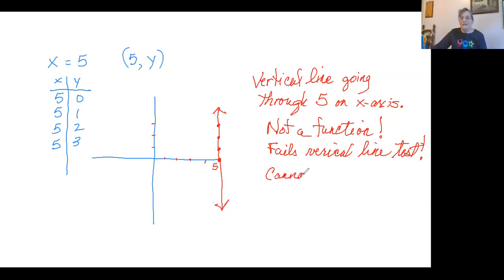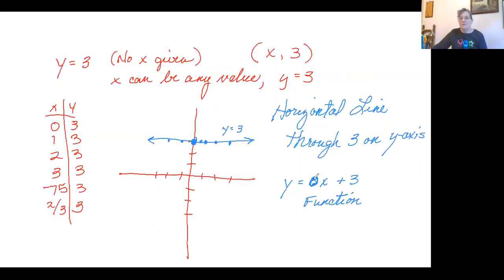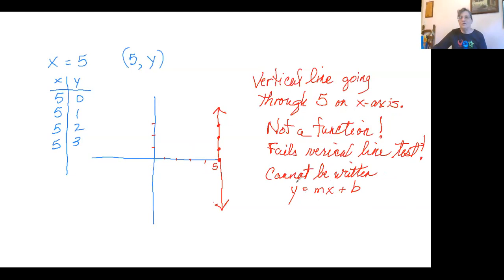And notice that this cannot be written in the form y equals mx plus b, because you can't put anything in for the y value. On the previous one, you could put 0 in for x. So y equals 0x plus 3 would be y equals 3. But on this one, there's nothing you can put in that will wipe out the y. And that makes sense because it's not a function.